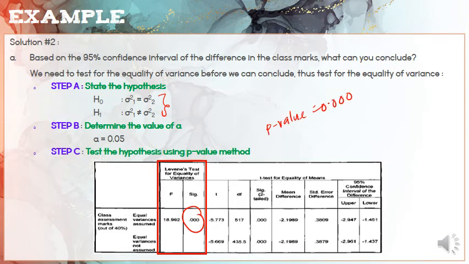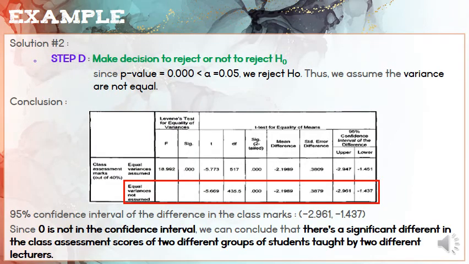Okay, so kita tengok step. So what is your decision? Since the p-value sama dengan 0.000 is less than alpha 0.05, we reject our H null. So kalau reject H null, kita assume not equal. Kalau assume not equal, please refer row yang bagi awak a value untuk not equal.